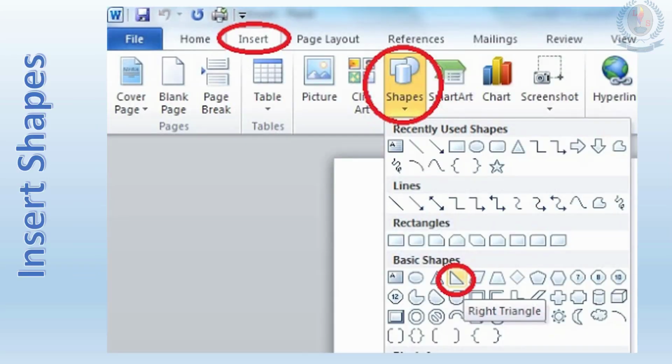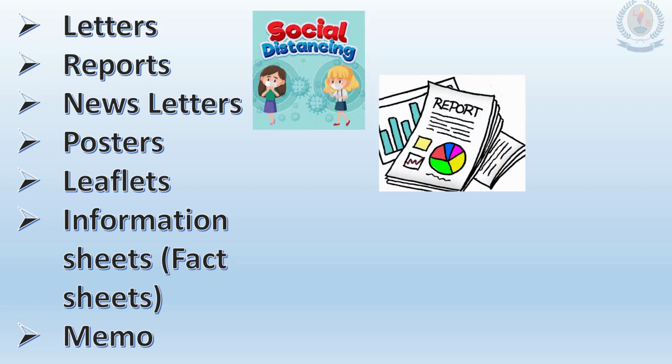Document types. When it comes to document types, these are the document types you can have. You can have letters, reports, a newsletter or a poster, leaflet, information sheets, that is basically fact sheets, and memos. So these are the kinds of document types you can prepare using Word.